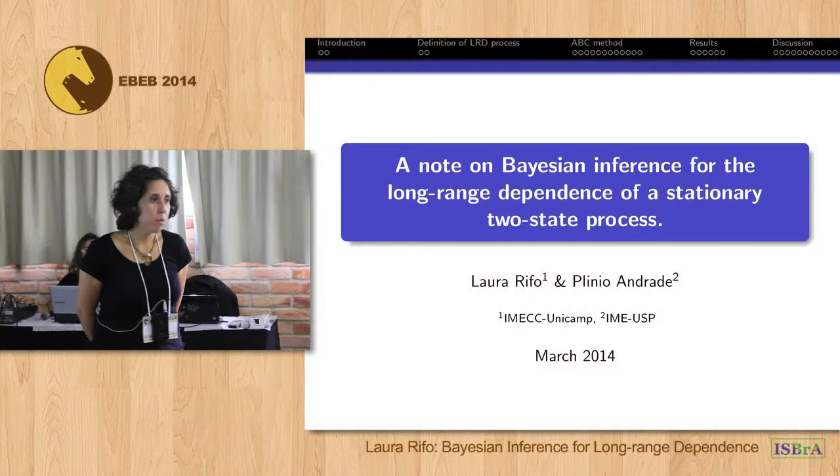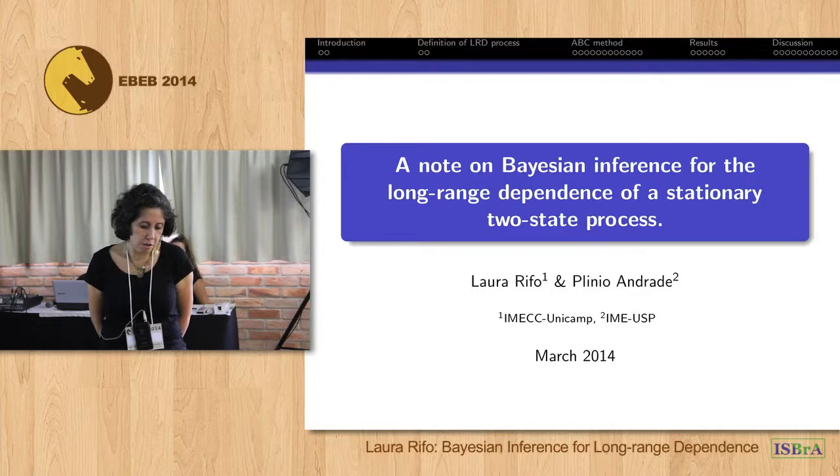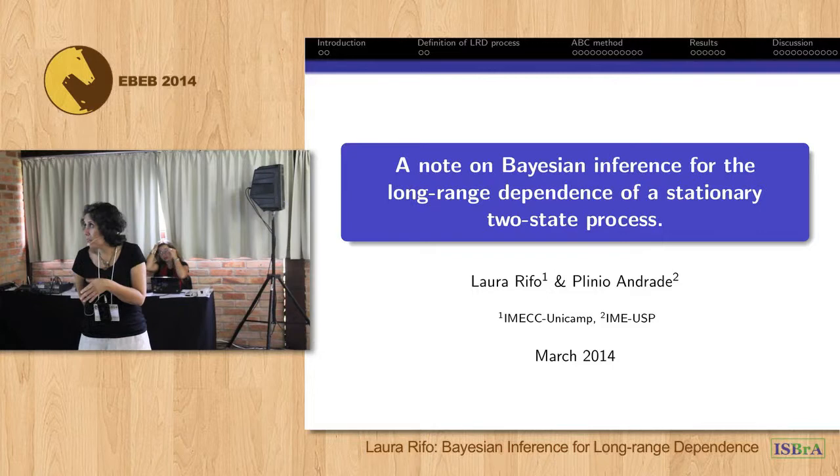Well, this is a joint work with Lino Andrade from University of São Paulo, and our main goal or main proposal in this work is making some estimates for the memory parameter, initially for a stationary two-state process.